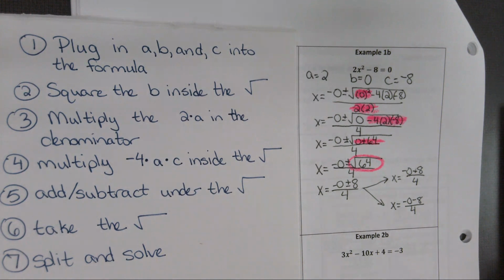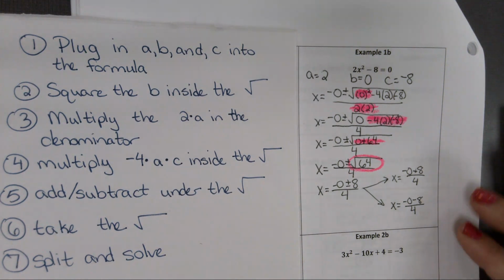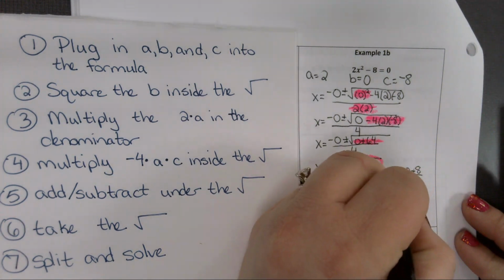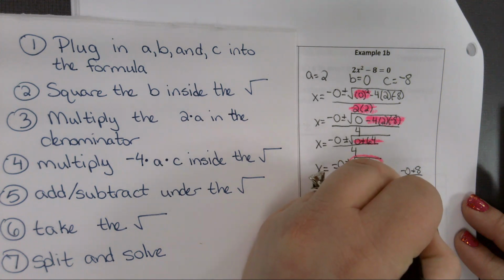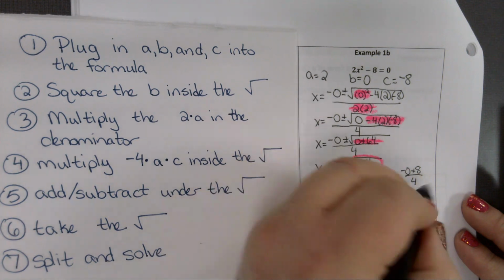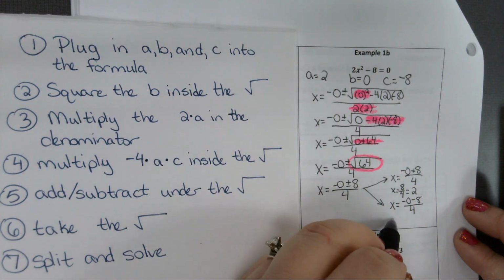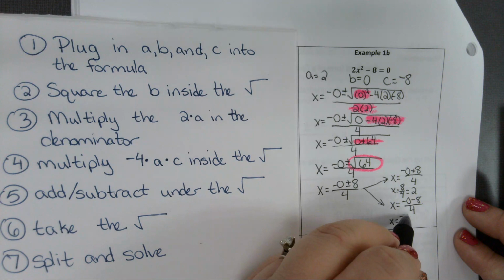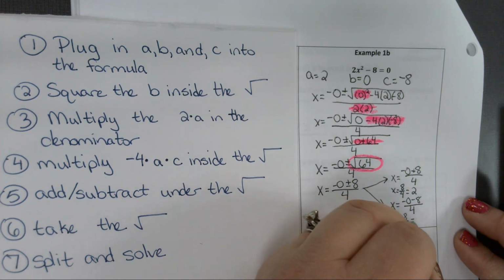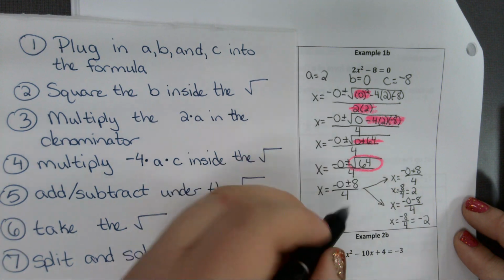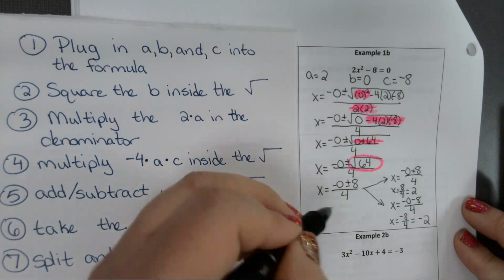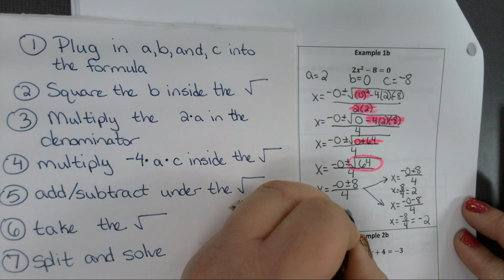So -0 plus 8 is still 8. And 8 over 4 is 2. -0 minus 8 is -8. And negative 8 divided by 4 is a negative 2. So x is equal to 2 comma negative 2.